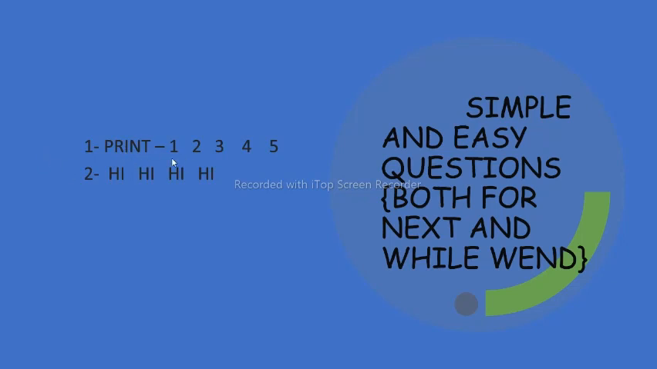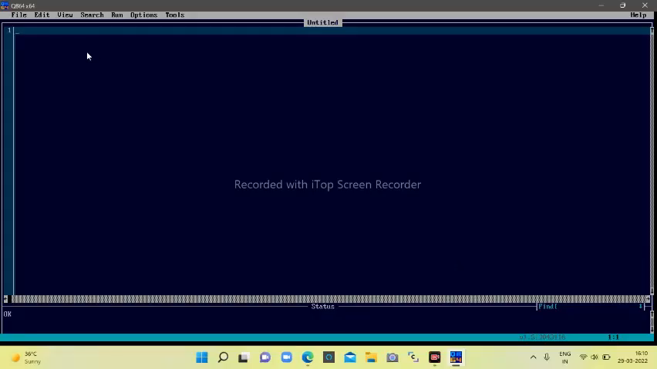So you can see here the first two questions. Print 1 2 3 4 5, a very easy series, and then high high high high. That means 4 times you have to give the output high. So let's open the QBasic window. The first program is to print the series 1 2 3 4 5.